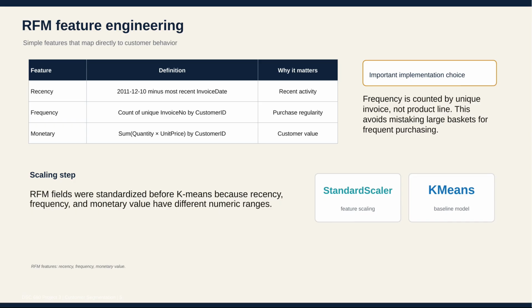Frequency is the count of unique invoices per customer, not the number of product lines. That distinction is important because a customer with one large basket could otherwise look like a frequent buyer. Monetary value is the sum of quantity times unit price by customer. After these features are built, StandardScaler is applied before K-means, so the distance calculation is not dominated by spending.